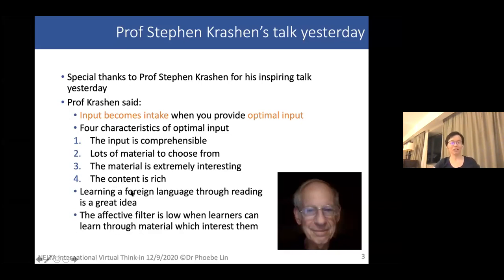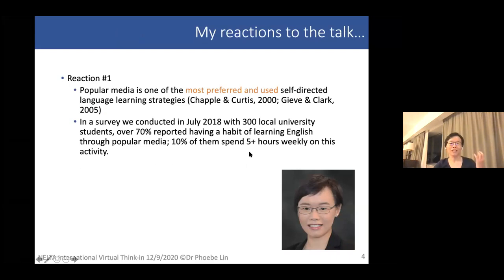Professor Krashen thinks that reading is an amazing idea for learning a foreign language. He gave us the example of learning Spanish. He also said that we need to give learners the freedom to choose whatever they want to learn English from. Learners must be able to choose any books that they want to read. And when learners enjoy what they are reading, the affective filter is low, and we will have great learning outcomes. I can't express how much I learned from Professor Krashen, but I had 2 immediate reactions.